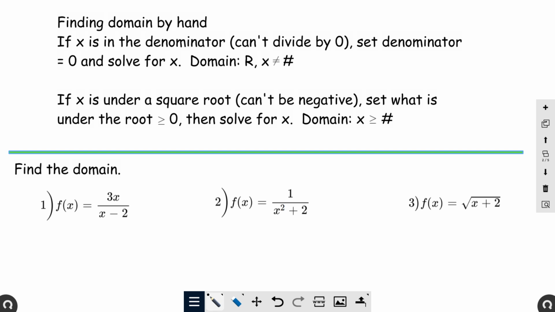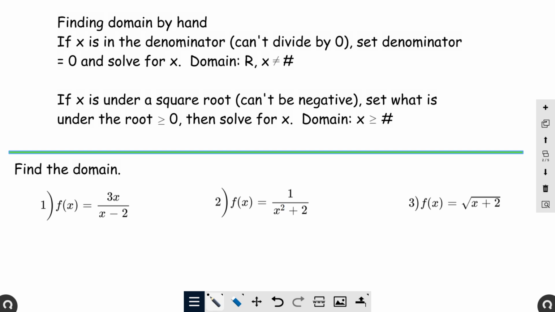You only have two issues that we're going to talk about when we have a domain, and that is having x in the denominator because we cannot divide by 0. So we set whatever's in our denominator equal to 0 and solve for x. So your domain is all real numbers except for what x equals with our denominator.